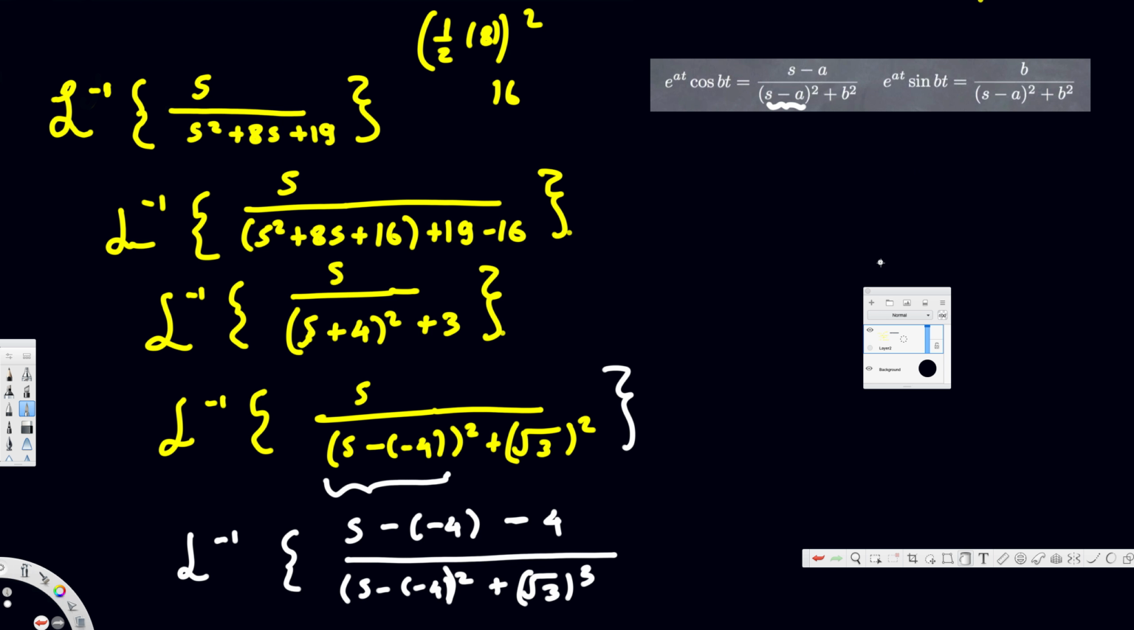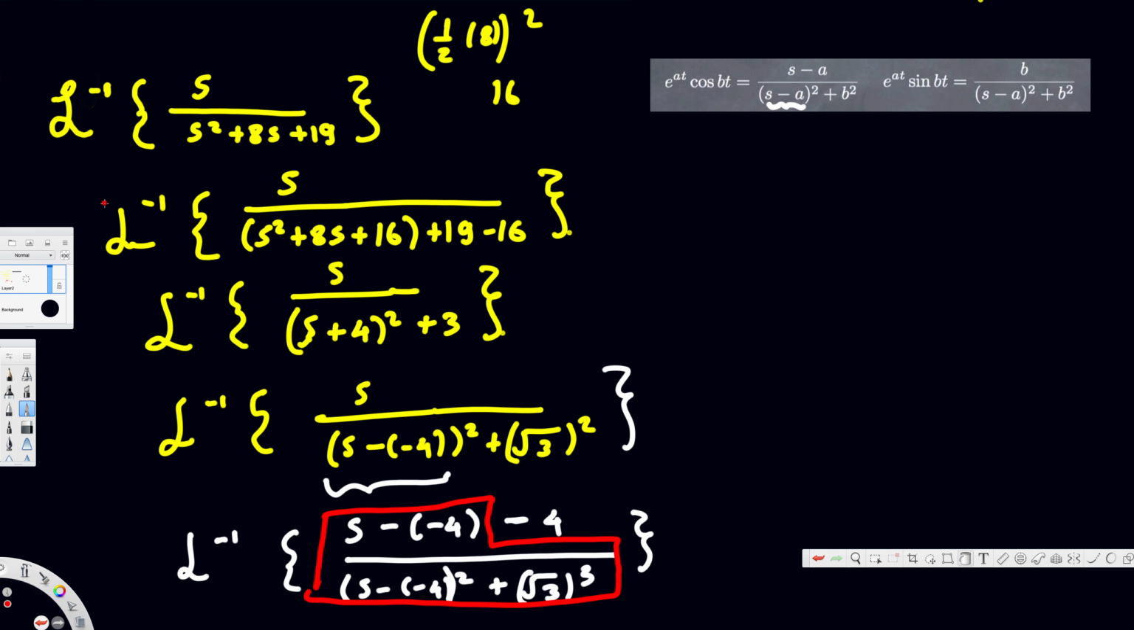Now we have this pattern. We have brought it to this pattern until this one, okay, until this one is this pattern. This negative 4 doesn't belong in this pattern because we had to have s minus a over s minus a square, and also we had to have plus b square. We have that pattern, but we have a negative 4, so we have to do something.